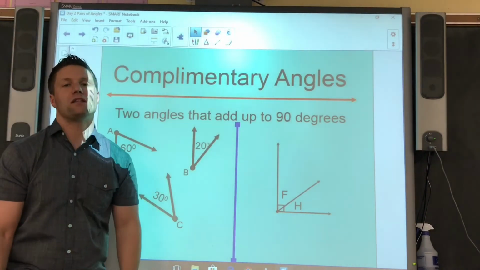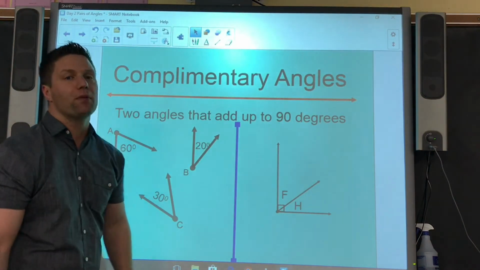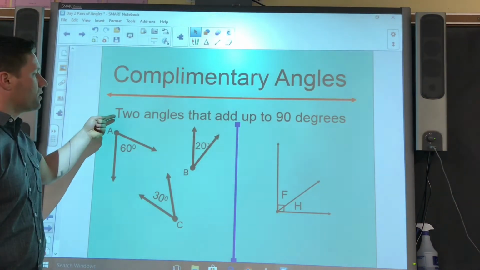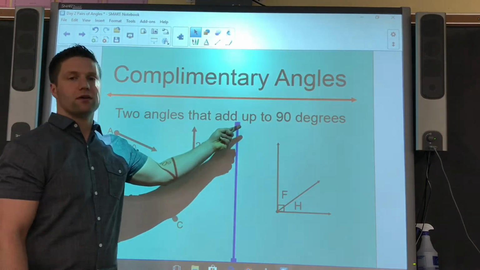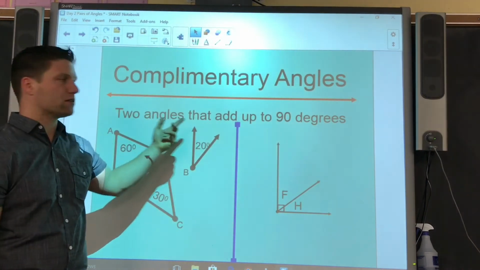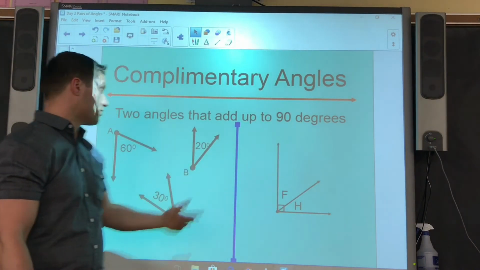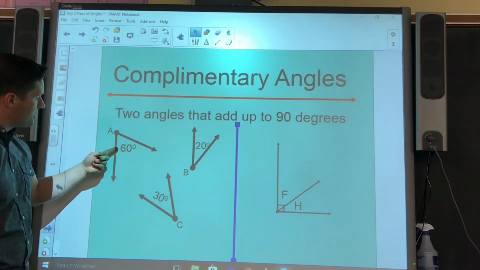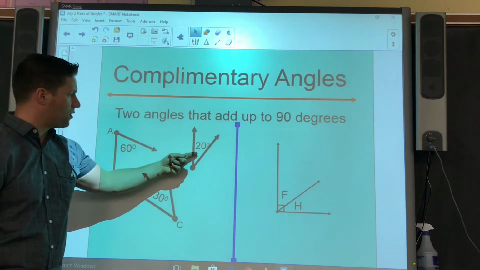How about complementary angles, okay? Complementary angles are two angles that add up to 90 degrees, right? It's a pair of angles that add up to 90 degrees. Sort of like this, okay? We have one that's 60, we want to have one that's 30, we have one that's 20.